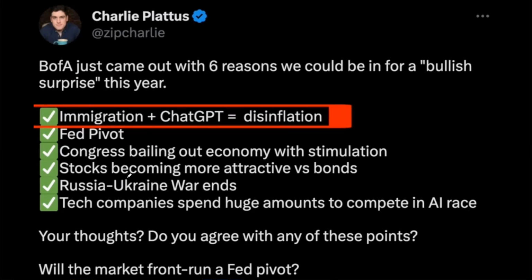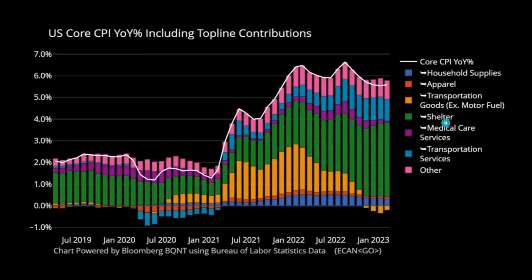You also have stocks becoming more attractive versus bonds. The Russia-Ukraine war ends and tech companies spend huge amounts to compete in the AI race. So those are just a couple of reasons. Now, in my opinion, these are some of the reasons why we're actually seeing these strong rallies.